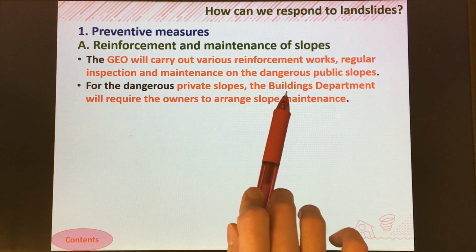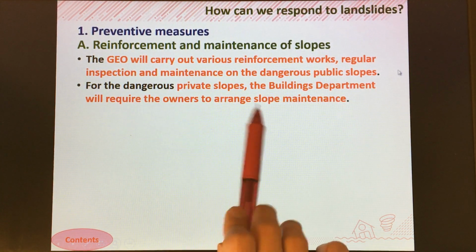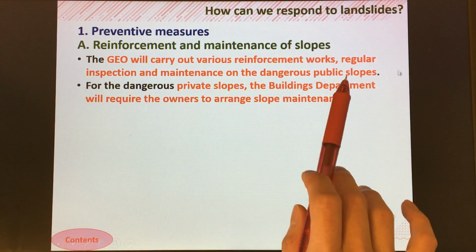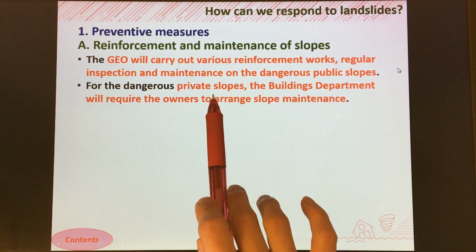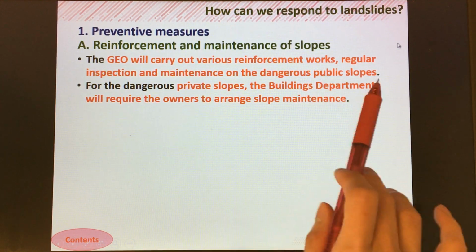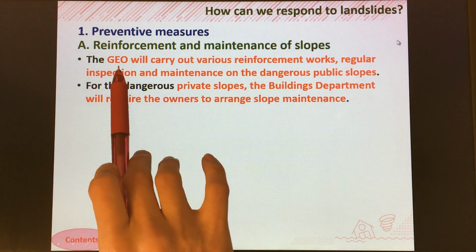The Buildings Department requires the owner of the private slope to arrange the slope maintenance. Okay, so in Hong Kong we can see that there are two major types of slope. Some of them belong to the government, belong to the public. We call it the public slope. The safety will be the responsibility of GEO.